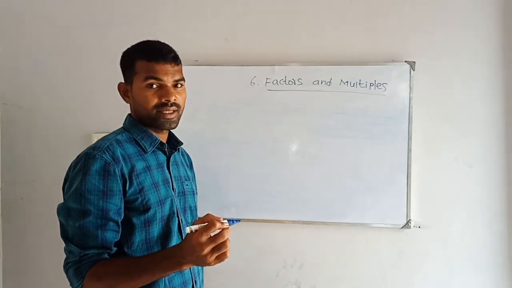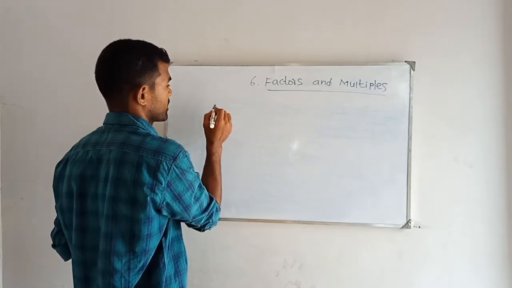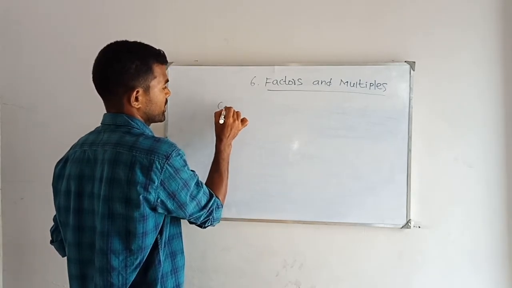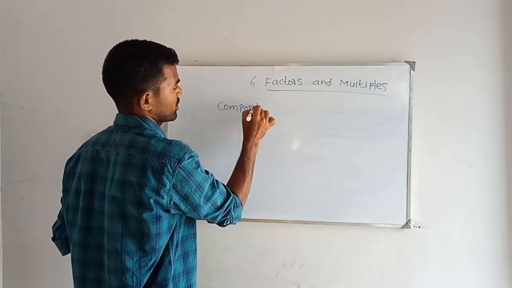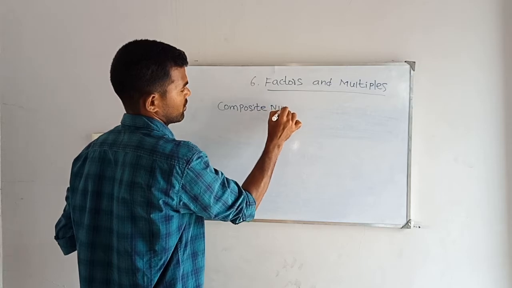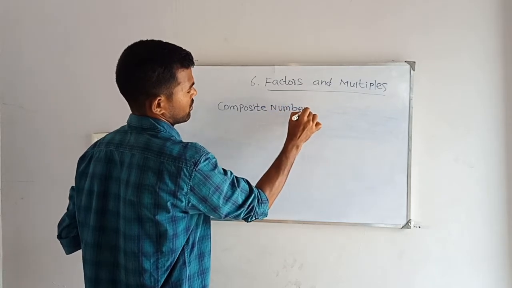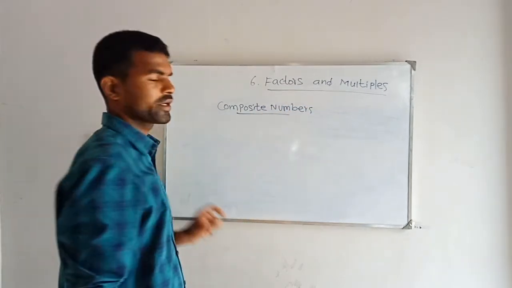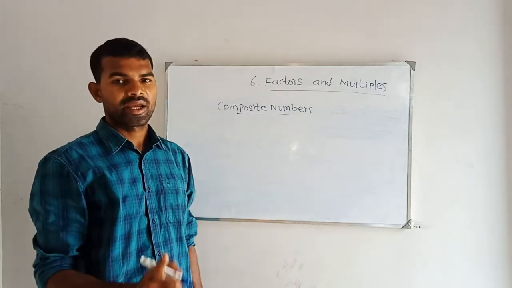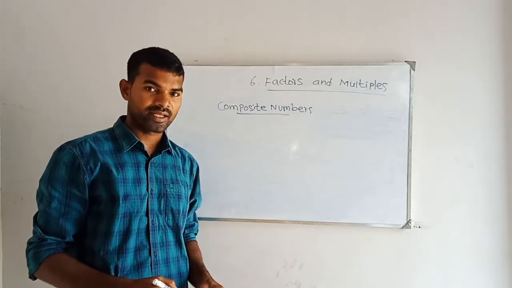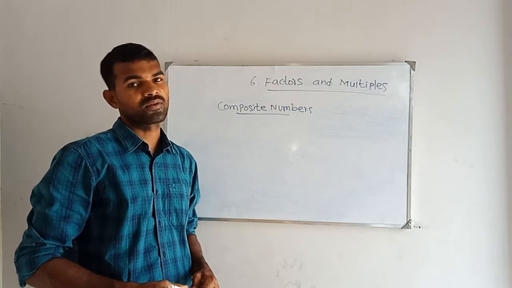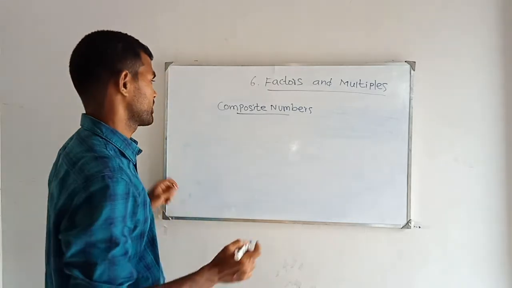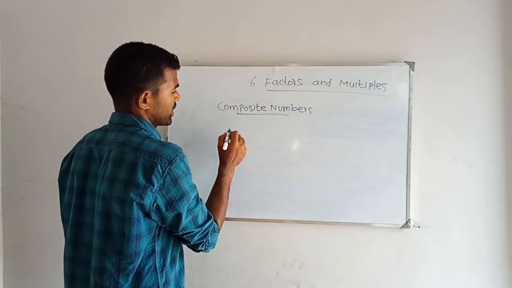Next we are going to see composite numbers. A prime number will have only two factors, but a composite number will have more than two factors. Let us see an example.